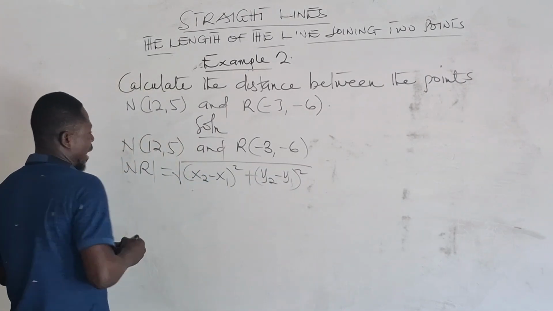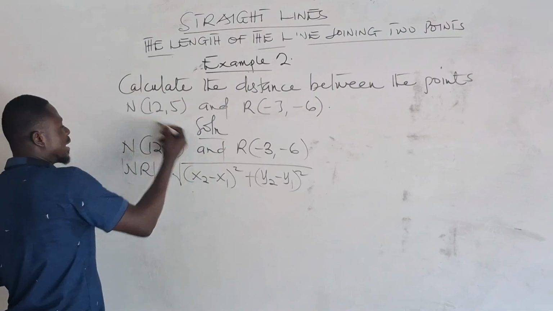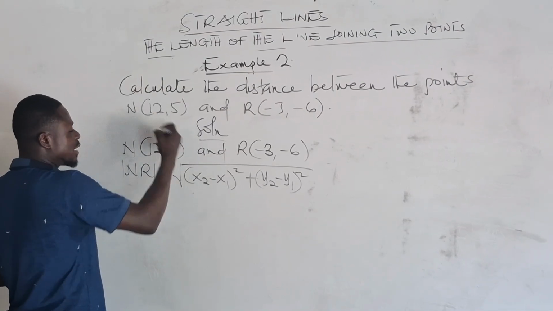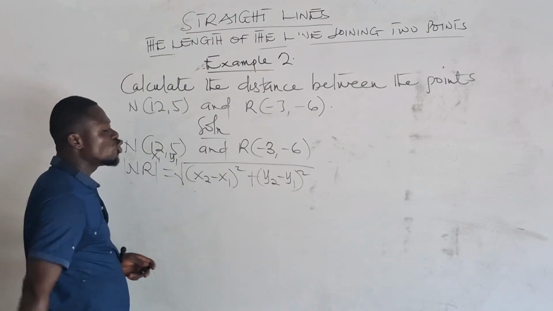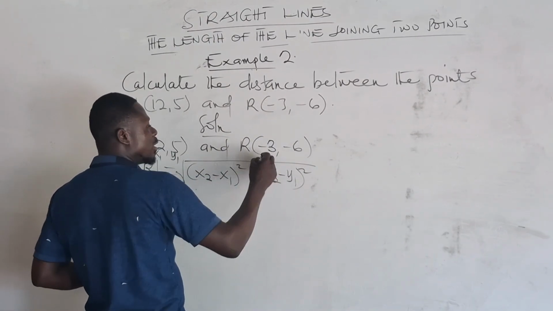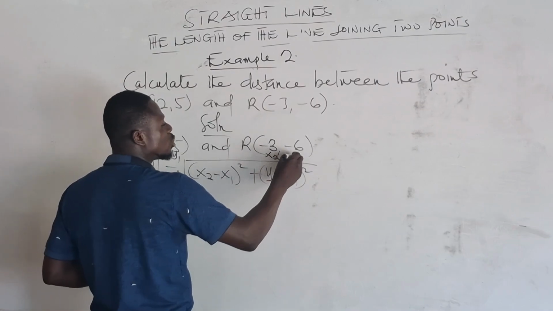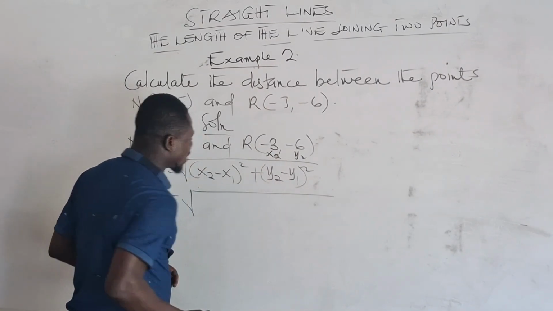Let's name them. I said in the first example that when we pick this, this will be our point 1. It means that the x coordinate there will be x1, the y coordinate will be y1. This is our point 2. So this will be x2, y2. Having done that, we will do our substitution.